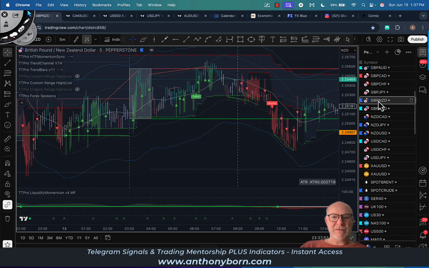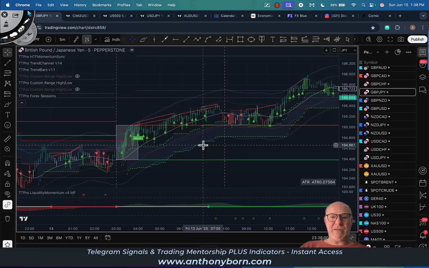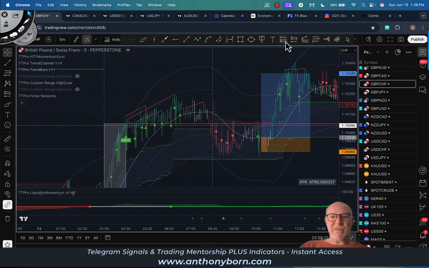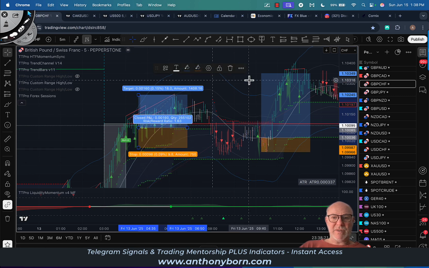Pound Kiwi. All right, that's a gain. 8, 9, 10R. Pound yen. That's a gain. 2R gain easily. 12R. All right. Pound Swiss. Did you gain 2R out of that? Signal was there. Next candle was there. Stop right there. No. Okay.